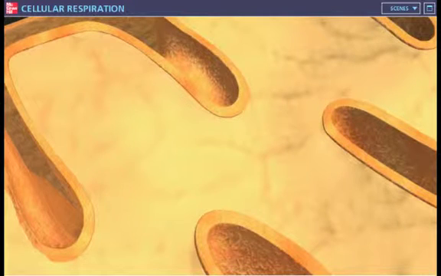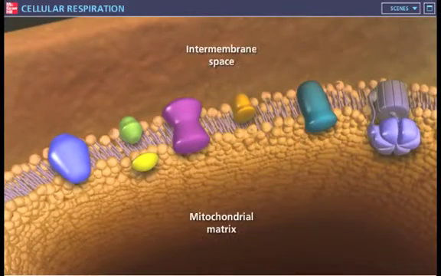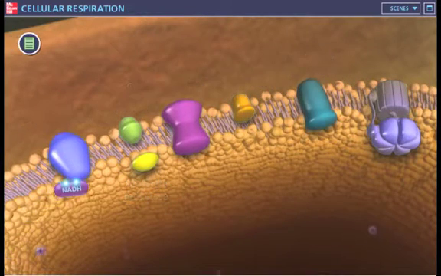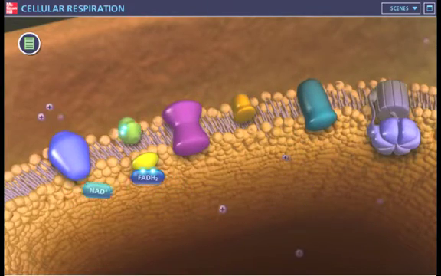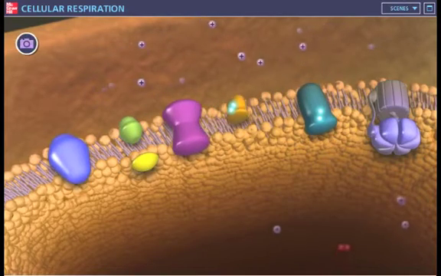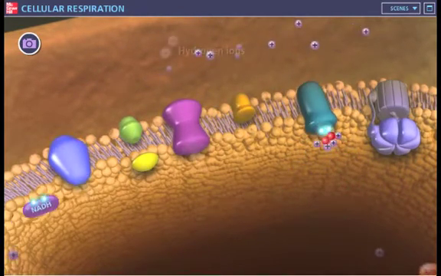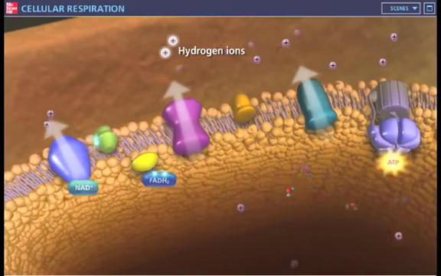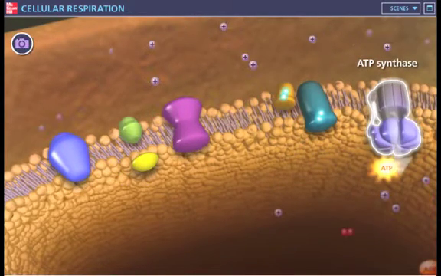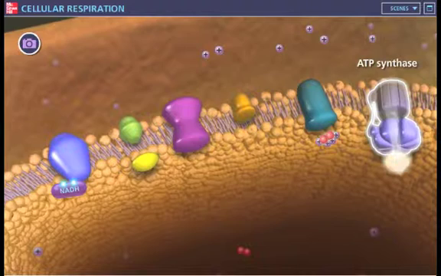A quick animation of the electron transport chain and chemiosmosis. The electron transport chain is a series of membrane-bound carriers in the mitochondria that pass electrons from one to another. As the electrons are transferred between the membrane proteins, the cell is able to capture energy and use it to produce ATP molecules. Proteins in the chain pump hydrogen ions across a membrane. When the hydrogen ions flow back across the membrane through an ATP synthase complex, ATP is synthesized by the enzyme ATP synthase.